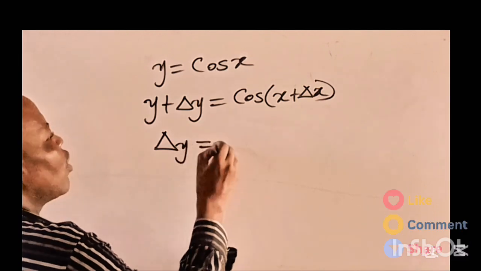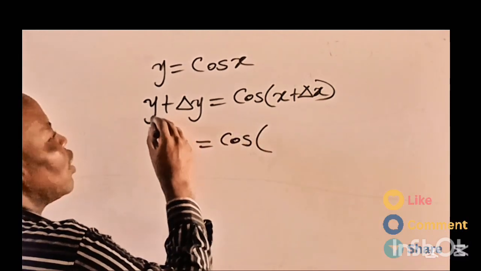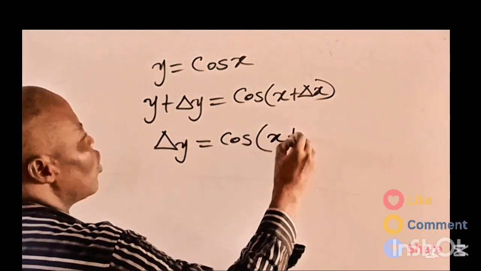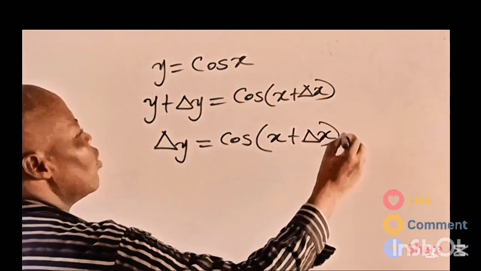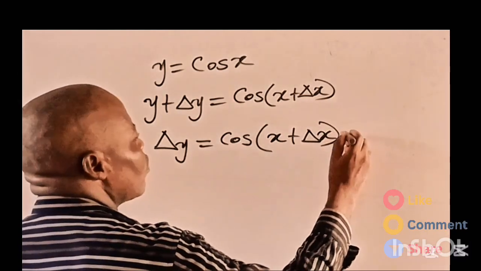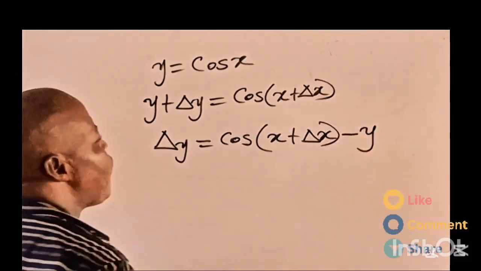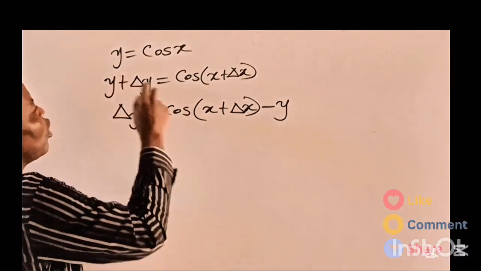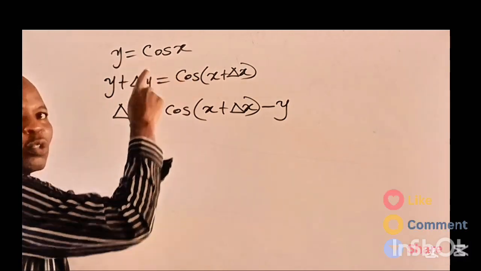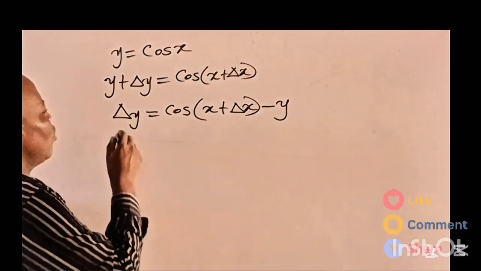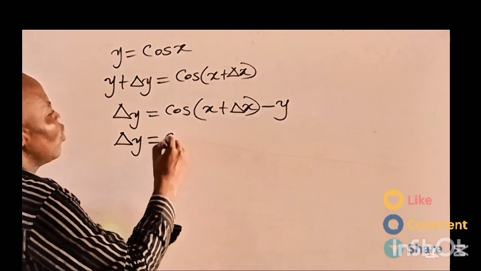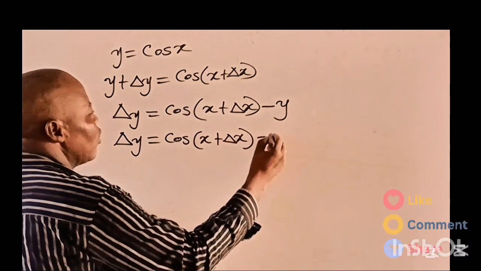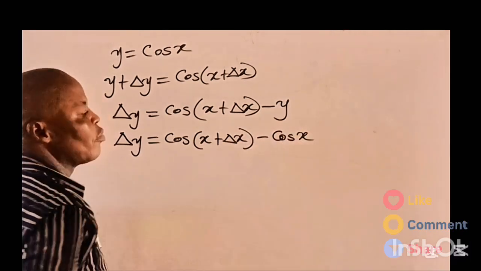Change in y is equal to cos of x plus change in x. We have to take this y to the other side, so minus y. So what is our y? Our y is cos x. So that means we are going to replace this y by cos x, since y is equal to cos x. So we have change in y is equal to cos of x plus change in x minus cos x.